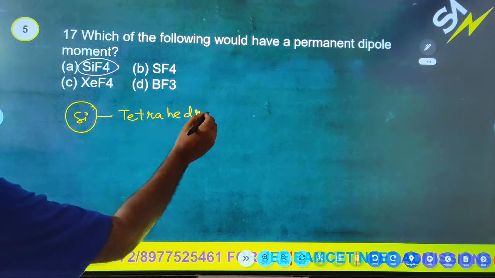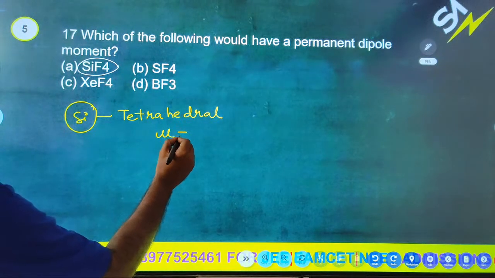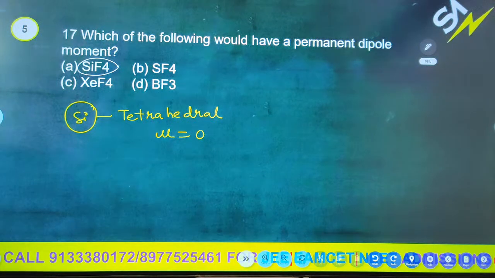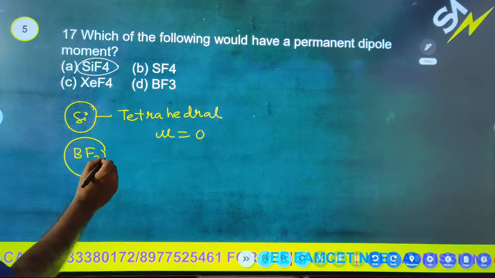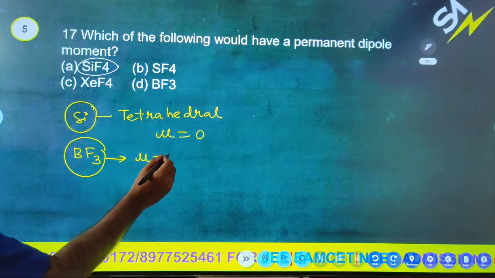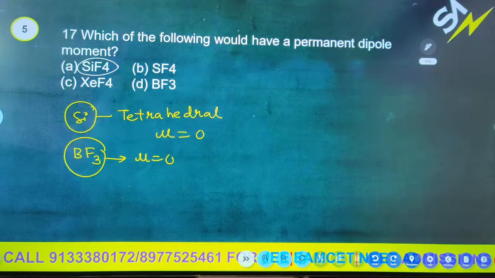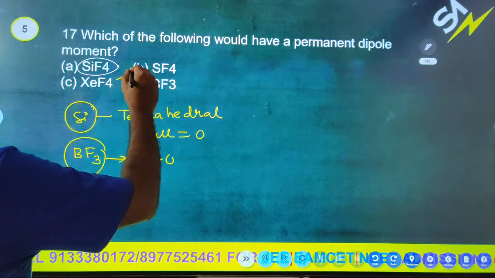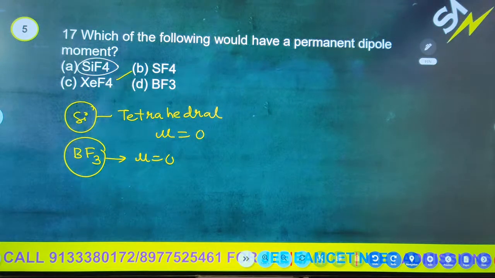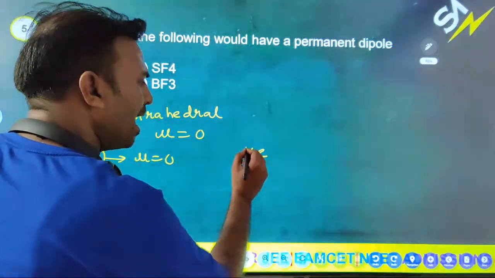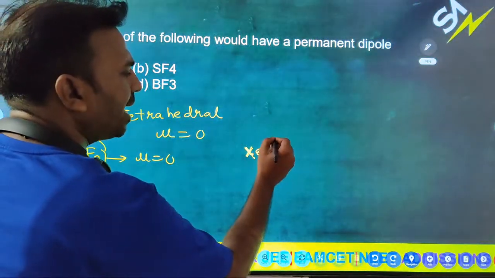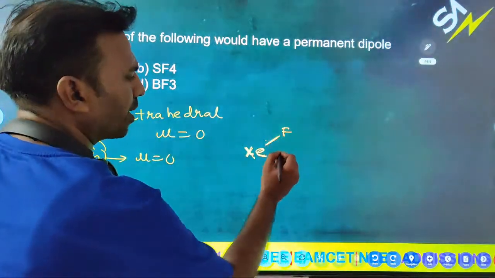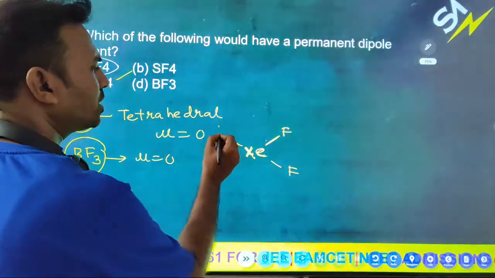Tetrahedral. So what about the dipole moment? Mu is equal to 0. Now what about BF3? It is a trigonal planar molecule, so mu is equal to 0. Now come to xenon tetrafluoride. Xenon has how many valence electrons? 8. How many are bonded with fluorine? 4: 1, 2, 3, 4.